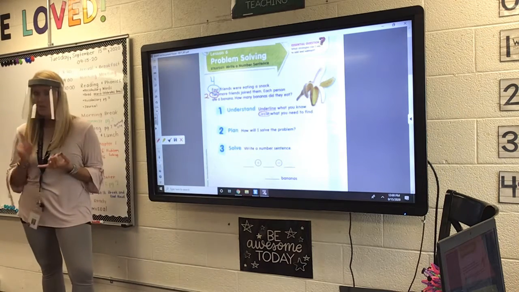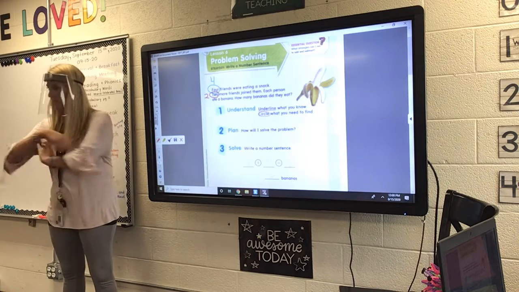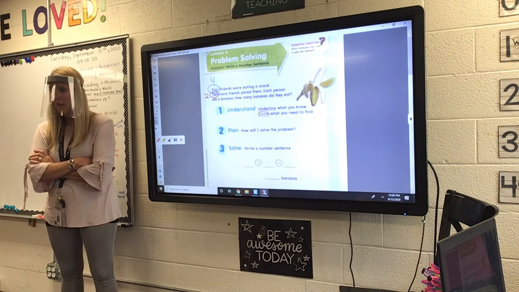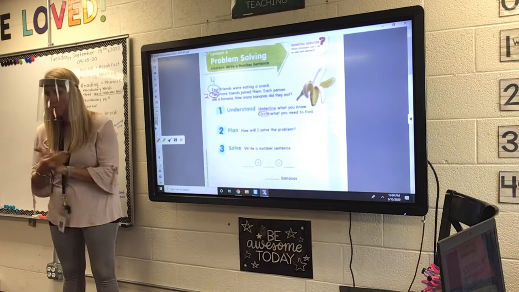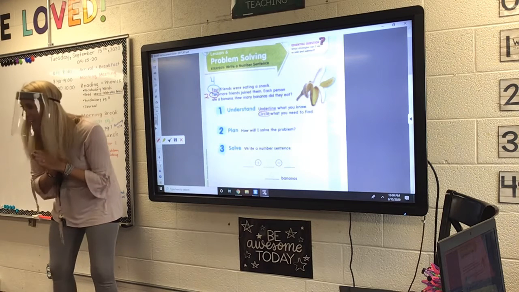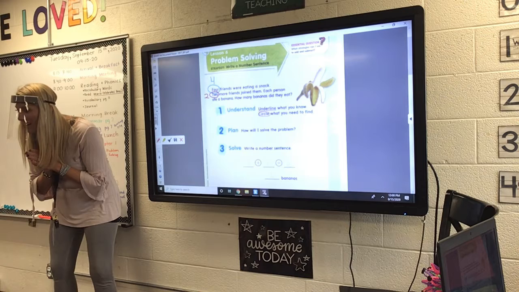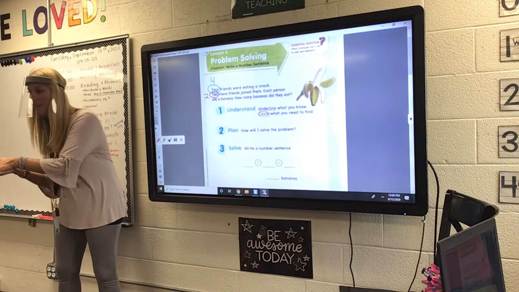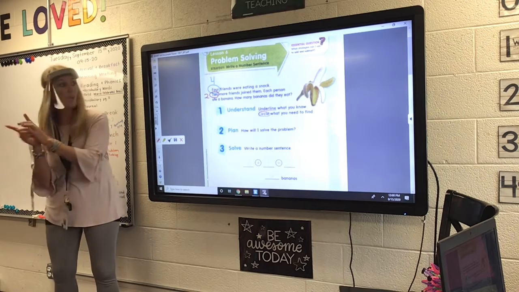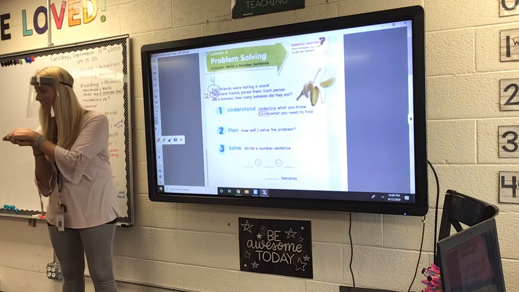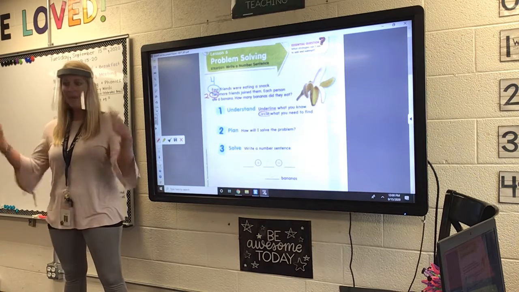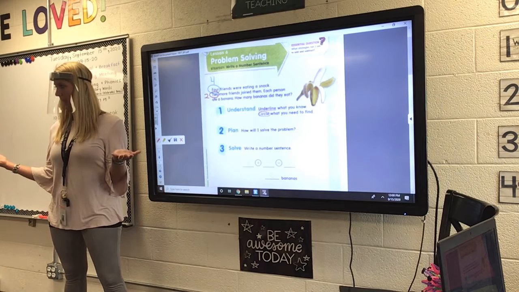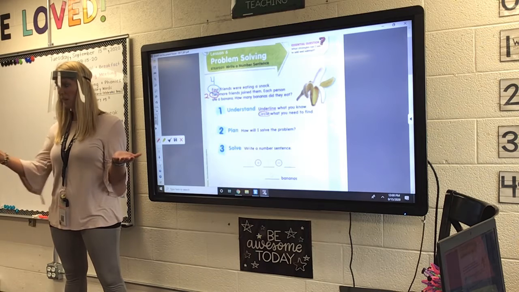And then I see another key word. What's that other key word in math? 2 more friends join them. I can find another important word. Libby? Close, not problems. Ellie? More. 2 more. So if I get more of something, am I going to add or subtract? Ellie? Add or subtract? Riley, help her.